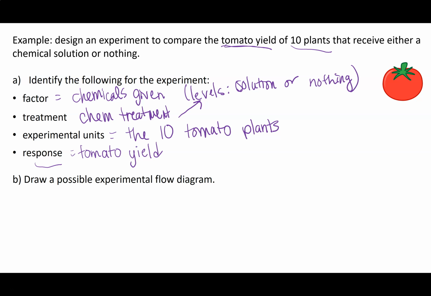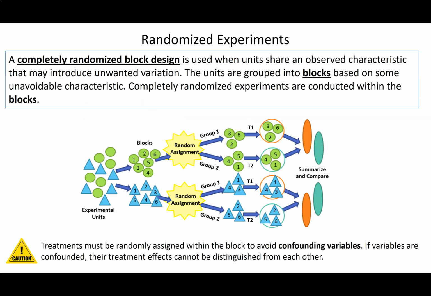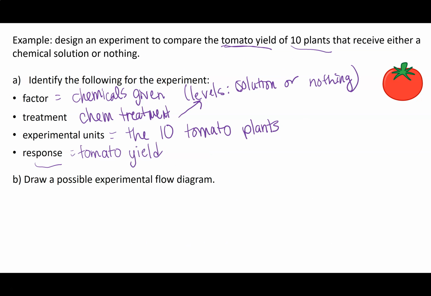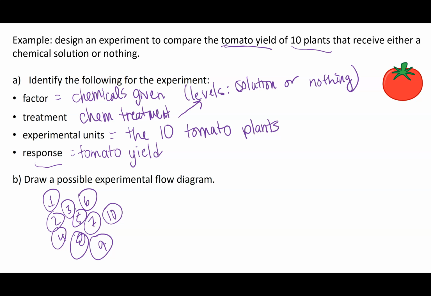So now draw a possible experimental flow diagram. So I'm going to just start. 1, 2, 3, 4, 5, 6, 7, 8, 9, 10. Okay. It's not the neatest ever, but I have these 10. In fact, it's going to look a lot like the last drawing. So I'm going to randomly select. I'm going to let a computer do a random number generating. So 2, 3, 6, 9, and 4.